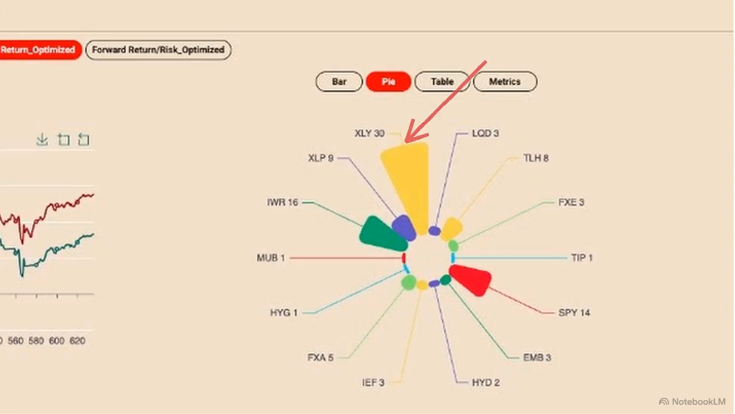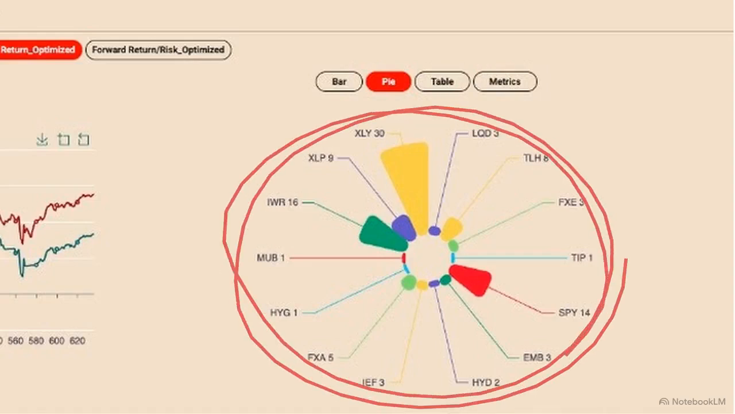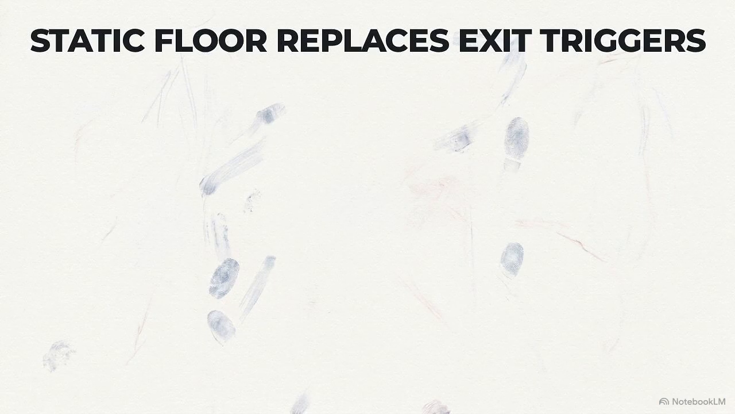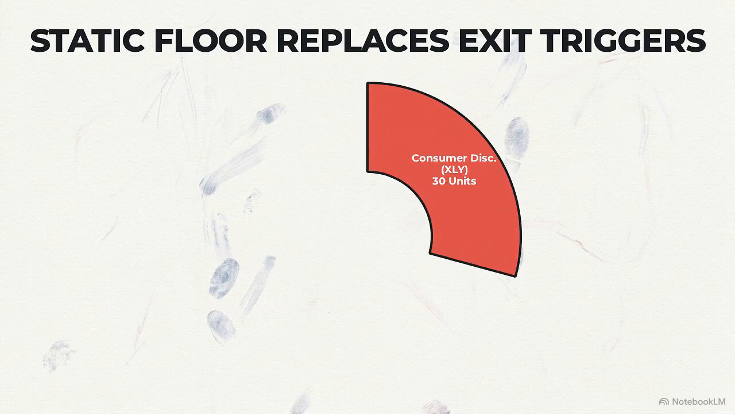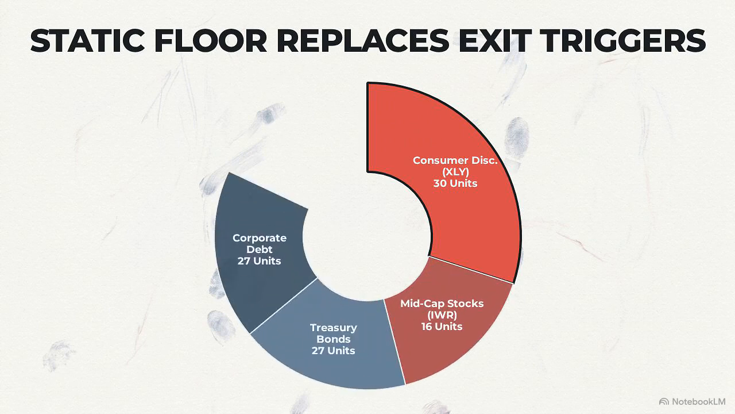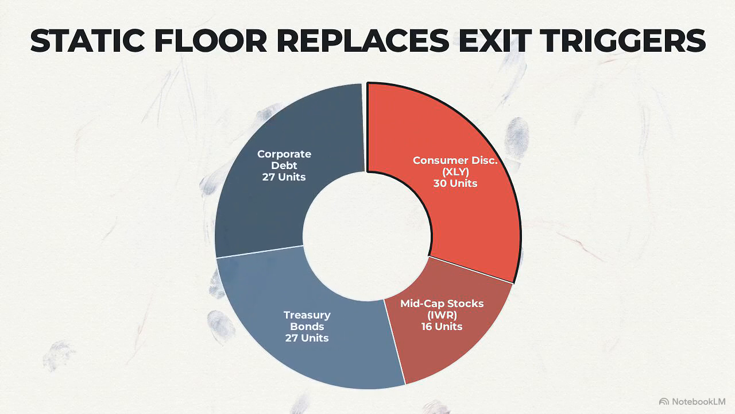Instead of actively toggling allocations, the engine uses unit normalization. It structures the required exposure into a transparent, static 100-unit basket. The AI isolates specific growth drivers to maximize the equity periods. It places 30 highly concentrated units into consumer discretionary and 16 units into mid-cap stocks. It balances that aggression with a permanent, static hedge of treasury bonds and high-yield corporate debt. By maintaining this constant defensive floor, ONOF's extreme exit triggers become mathematically obsolete.